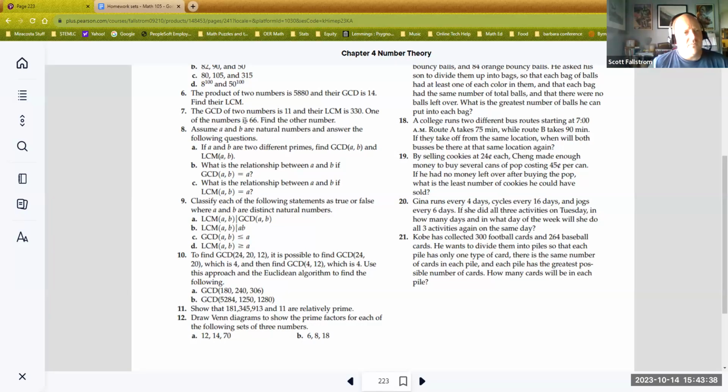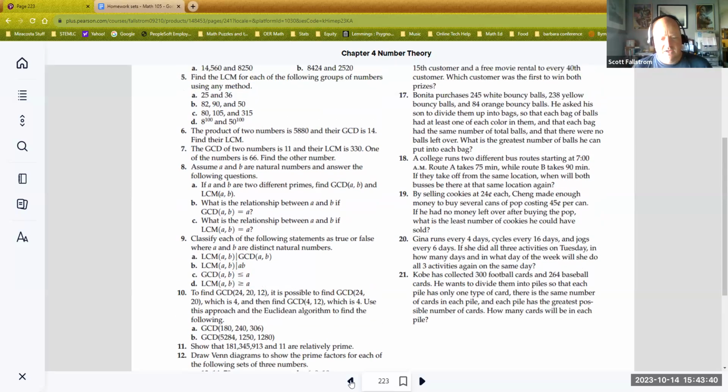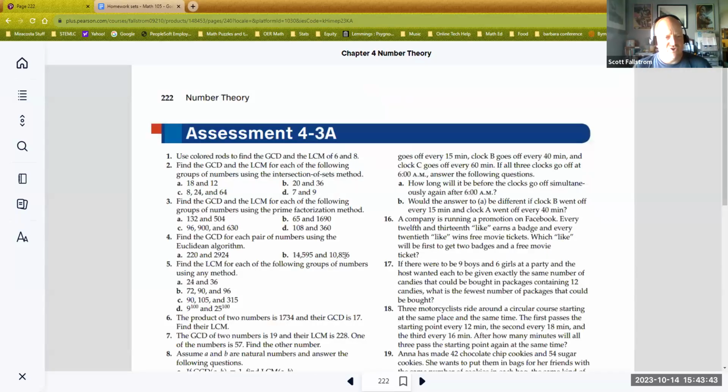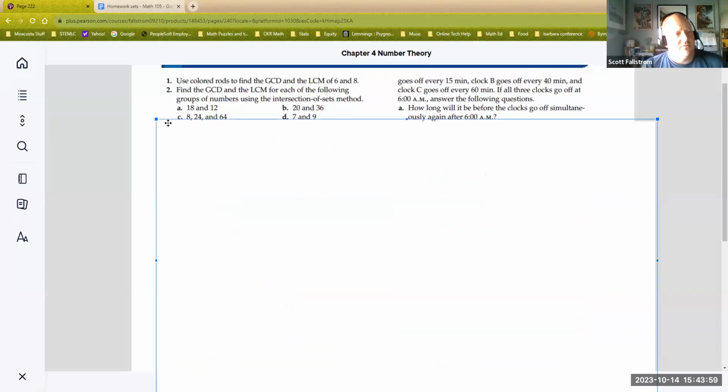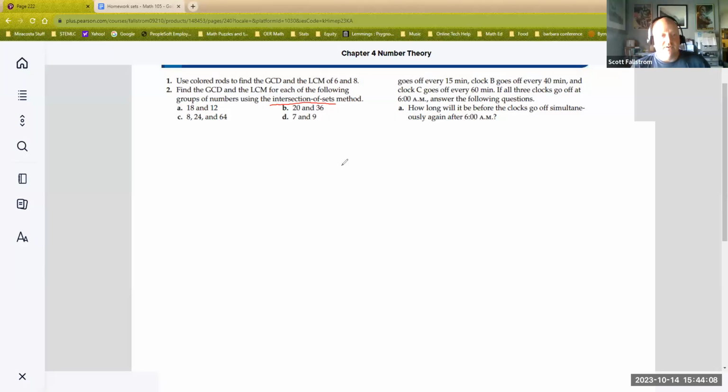All right, let's take a look at some of the initial ones that are a little bit more computational in nature. So intersection of sets. I did this if you watched the main video for the section, but we'll do just a couple of these as well. It says find them using the intersection of sets method. So what that means is find the GCD and the LCM.